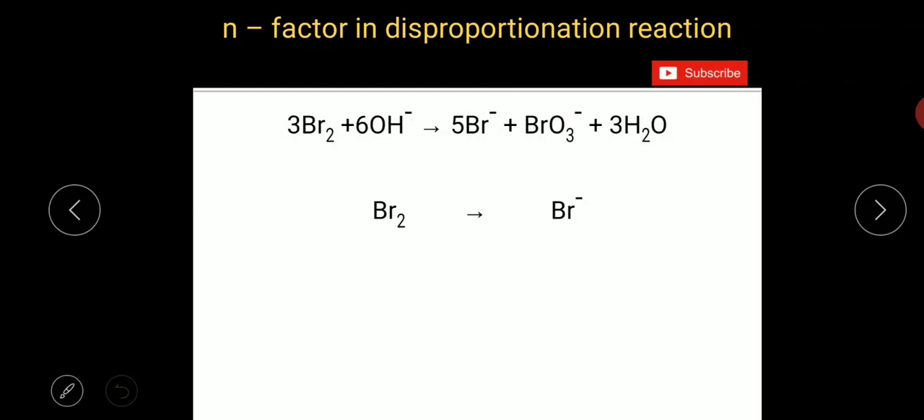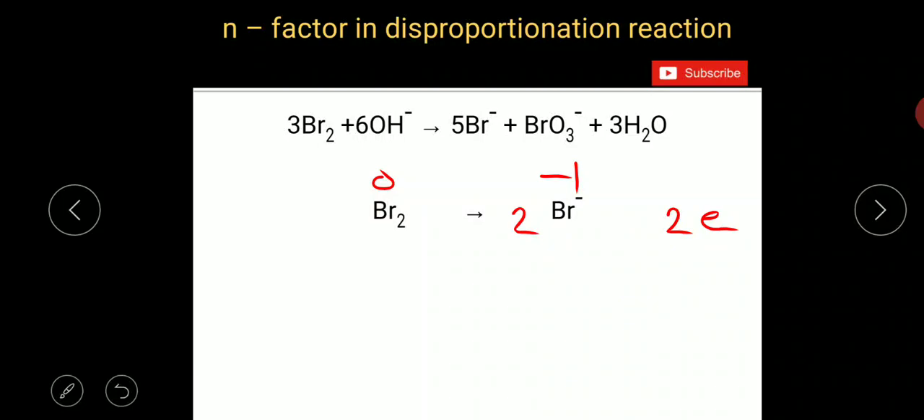Br2 got converted into Br minus. Oxidation state of bromine in Br2 is 0 and bromine in Br minus is -1. Here you can see the change in oxidation state of 1 unit. But when you balance this reaction in terms of bromine, the number of electrons transferred will become 2.